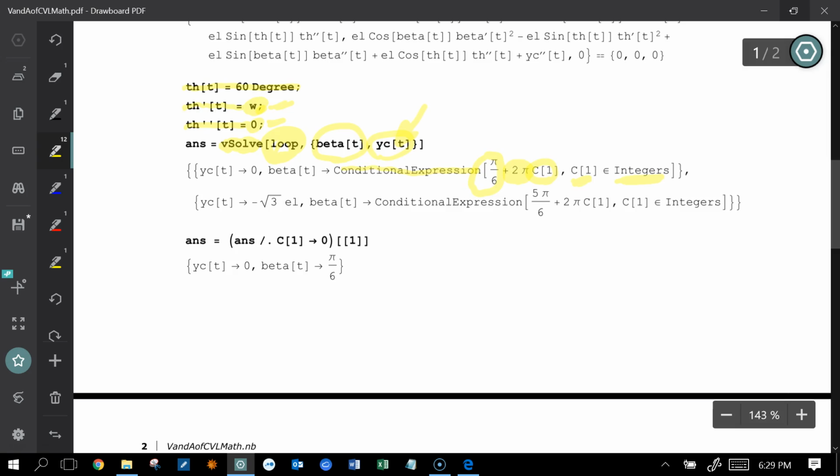Oftentimes, you don't want all of the answers. Just give me one of them. Here's what you can do. Take the answer and temporarily substitute in for C1. You get this by typing minus and then the greater than sign, and it'll turn into an arrow. Put a 0 in everywhere you see a C1. When it does it, it comes back with pi over 6, and then 5 pi over 6. If you notice, there are two answers to this.